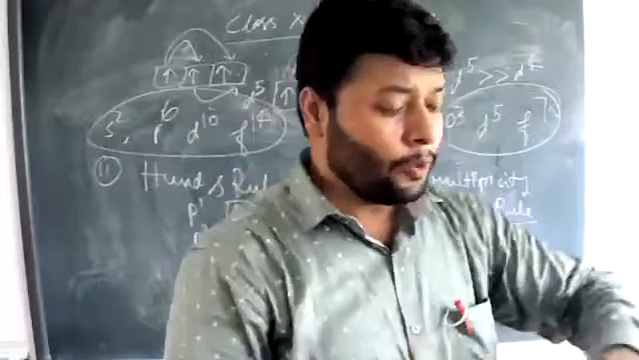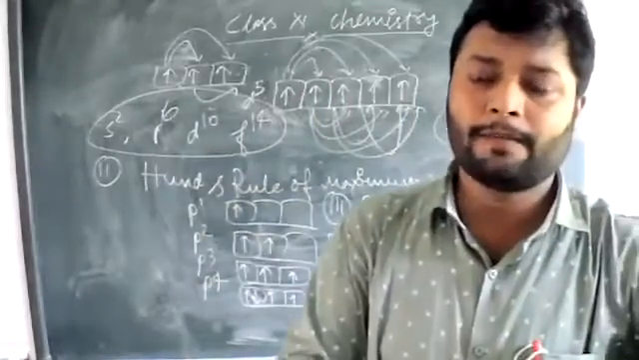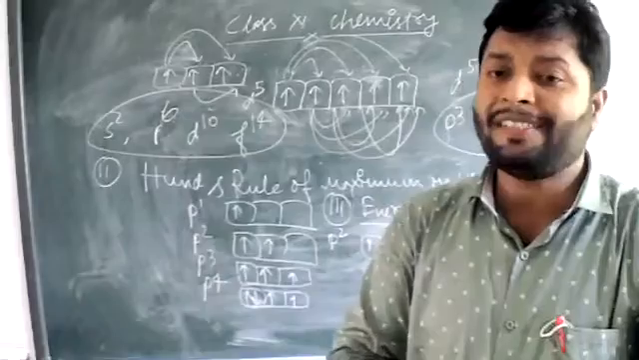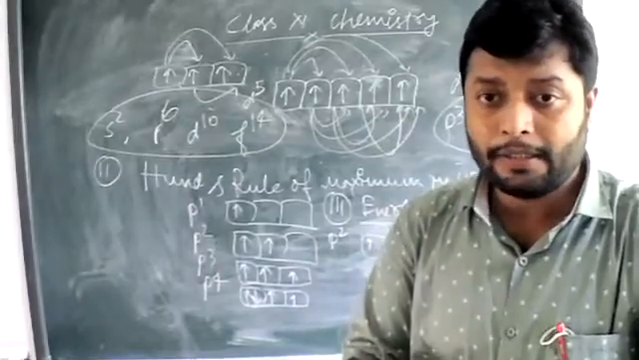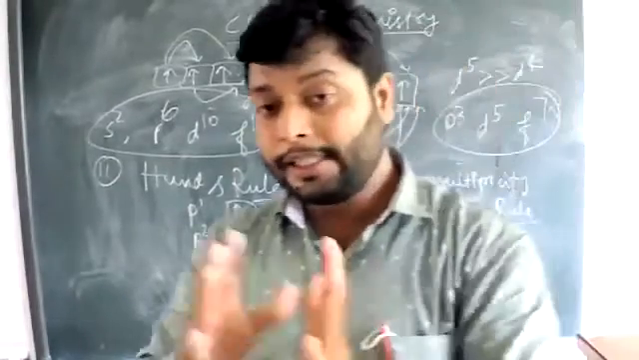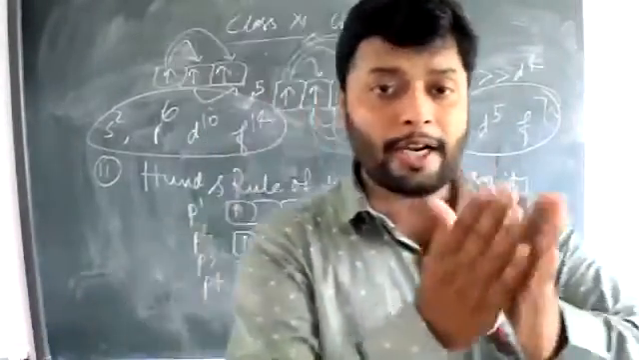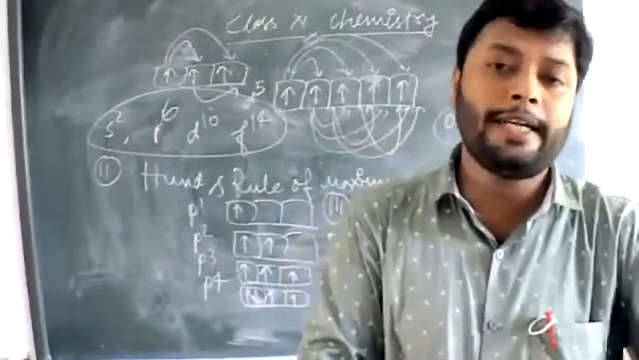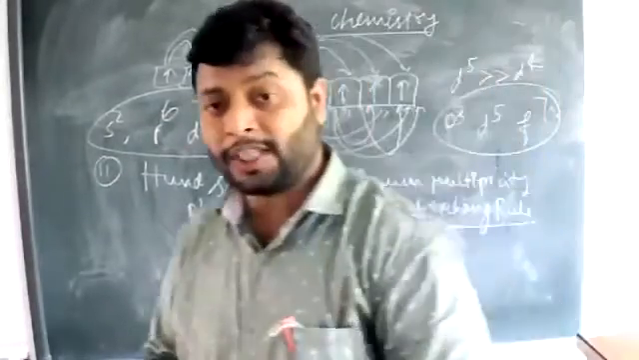And this is the reason why elements like chromium, molybdenum, tungsten, copper, silver, gold have this tendency to change their electronic configuration from D4 to D5 or D9 to D10. This is all about the chapter.